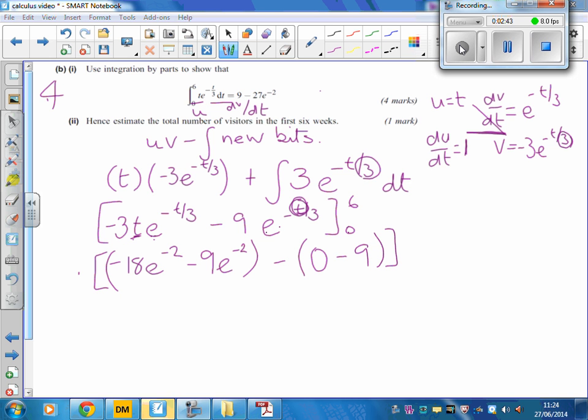So tidying up, I've got minus 27 e to the minus 2 plus 9, and to tidy again, I would probably be happier moving the 9 in front.